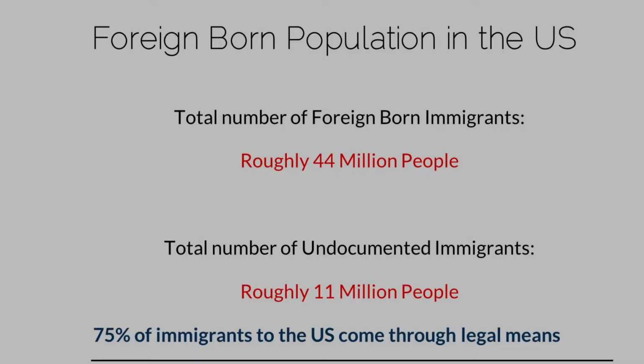Foreign-born population in the U.S., like I said earlier, 44 million is the total number of foreign-born population in the U.S. Number of undocumented immigrants, some may refer to undocumented immigrants as illegal immigrants, is roughly 11 million people. If you do the math, 75% of immigrants to the U.S. come through legal means. It's very important to remember that as we discuss much of what is in the news about undocumented immigrants.